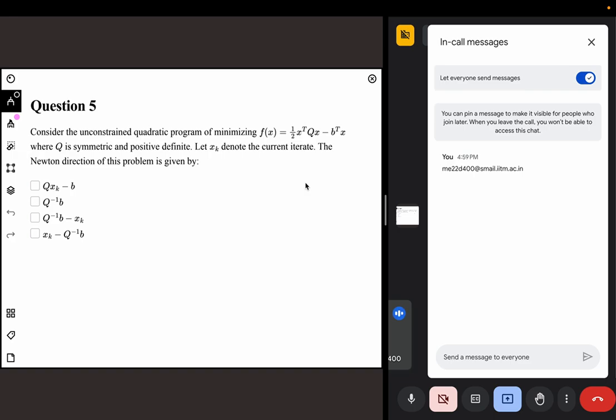We just said that the Newton direction is something like minus del square f inverse times del f. But we didn't explicitly calculate the value of this. Maybe you can quickly calculate and tell me which of these is actually the value of pk. So all you have to do is calculate the gradient of f, then calculate the Hessian of it, take the inverse, and multiply it with the gradient, and that will give you the direction pk.